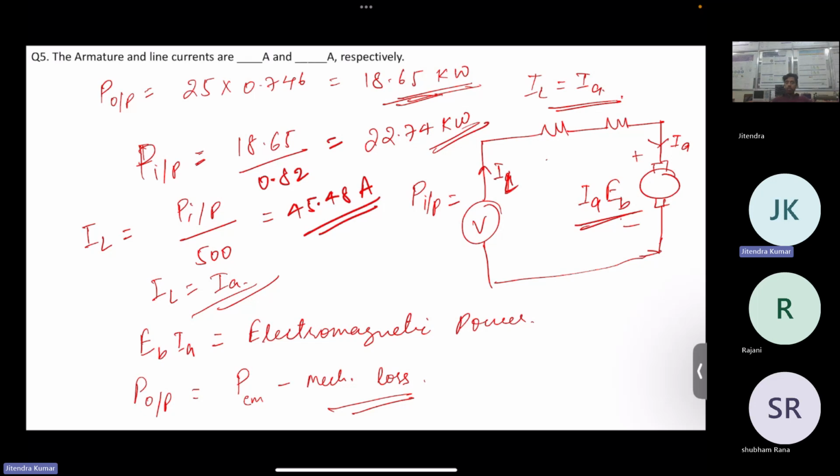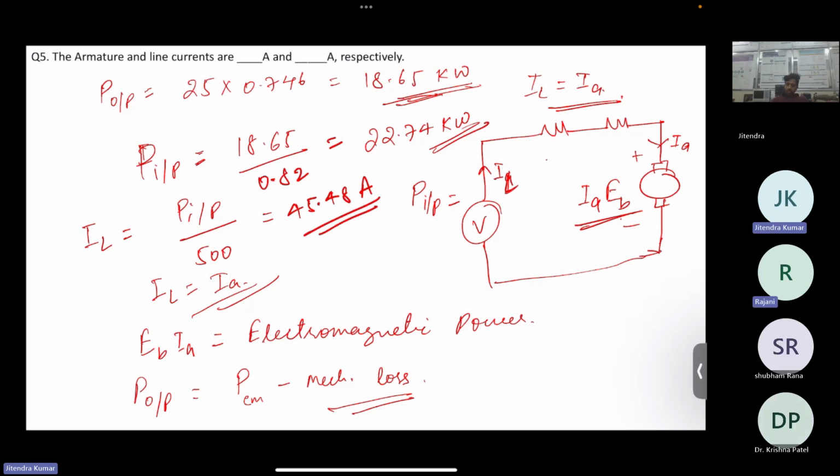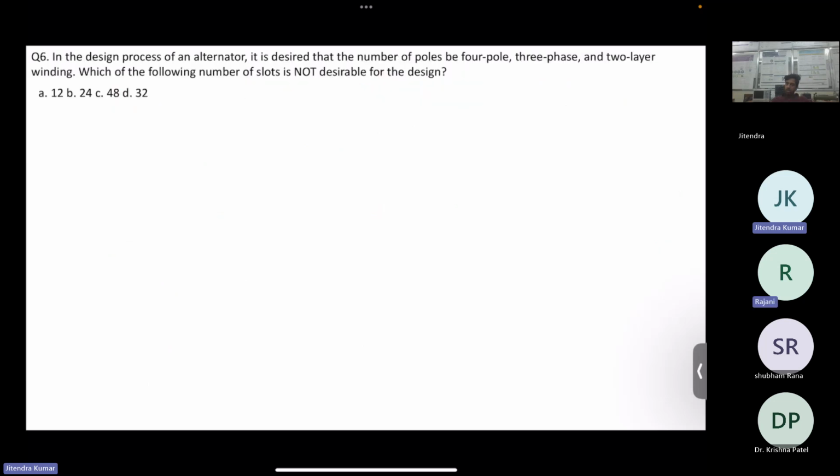So double layer winding, what do you mean by double layer winding? Sir, the question is not visible here. The earlier solution is actually it is there on Okay, the okay, okay. Let me screen. refresh it. Now I think it's visible. No, yes. In the design process, already design three phase and two layer winding, double layer winding. Yes.